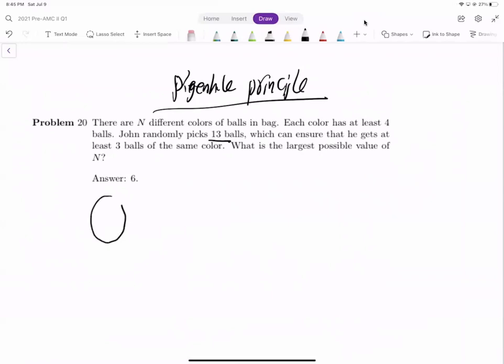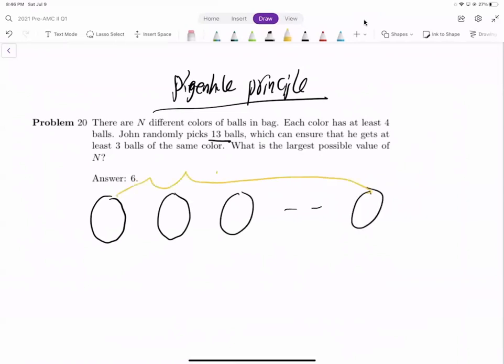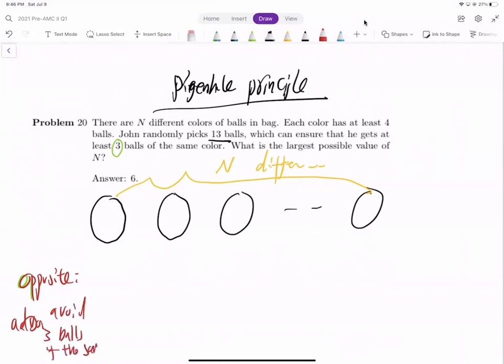So here first of all we have n different colors of balls in a bag. Now, if I try to get balls, I want to ensure 3 balls of the same color. Let's consider the opposite. The opposite is that I want to avoid 3 balls of the same color.